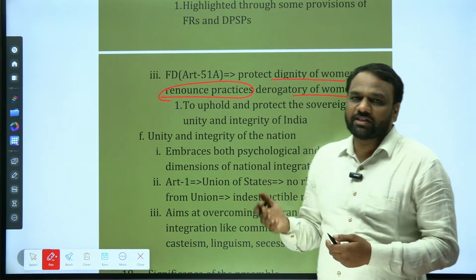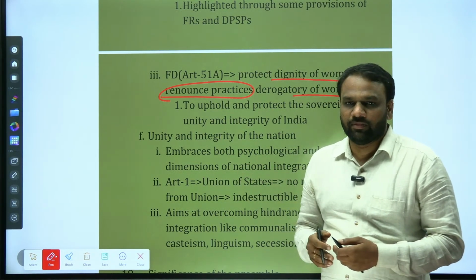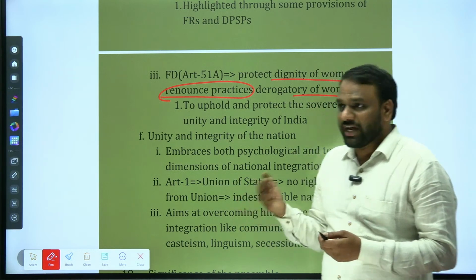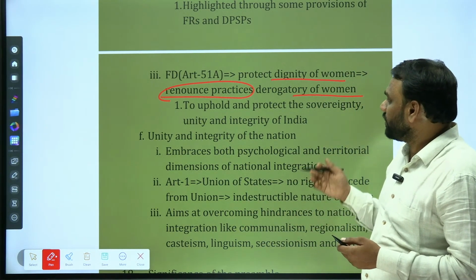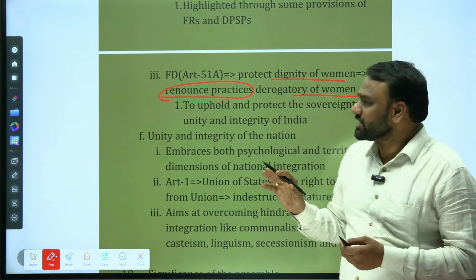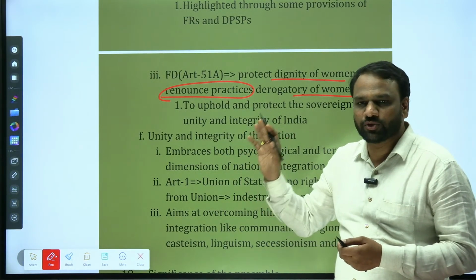Now, there are some practices which have been eliminated. For example, the sati system, the dowry system, child marriage. All these are derogatory to the dignity of women. So such practices should be banned. Such practices should be stopped.